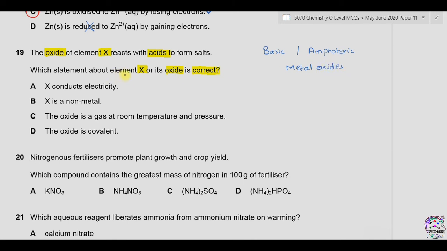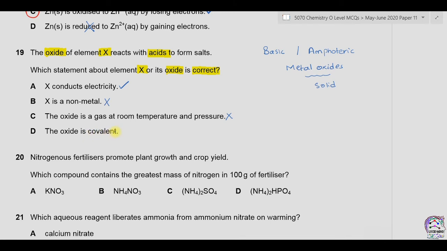So we have to find the correct statement about metal or its oxide. A. X conducts electricity. As X is a metal, so therefore this is correct. X is a non-metal, it is wrong. The oxide is a gas at room temperature and pressure. Now metal oxides are actually solids, they are not gases at room temperature. So therefore this is also incorrect.